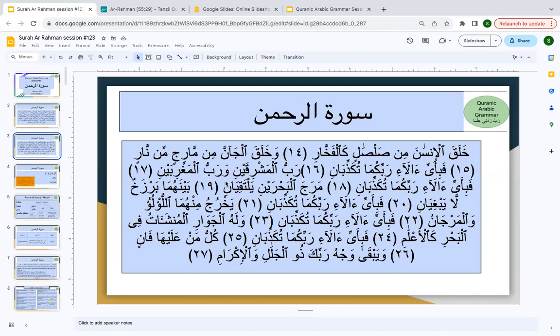Is it talking about Ar-Rahman? Is it talking about Al-Mashriqaini, Al-Maghribaini, or Al-Bahraini? Rivers, or the seas, the oceans, right? It is talking about Al-Bahraini.